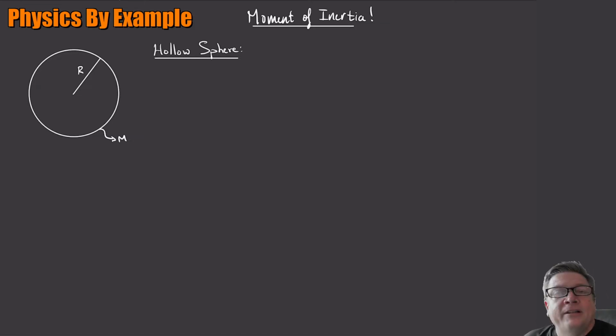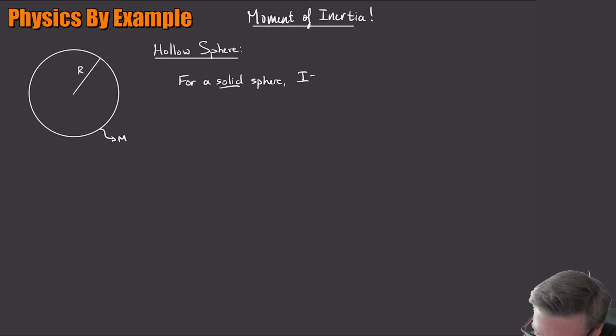So we have a hollow sphere, right? In other words, we have something that's infinitesimally thin, but has a mass m and a radius r. So what do we know already? Last time we said for a solid sphere, the I was 2/5 mr squared, right?